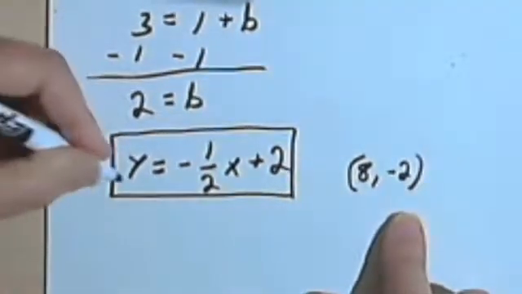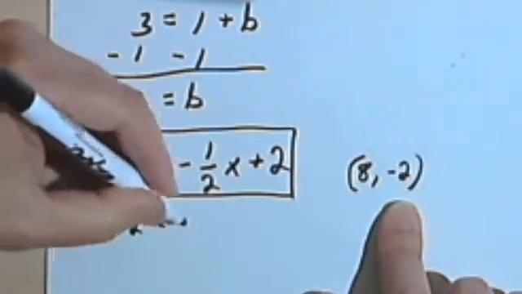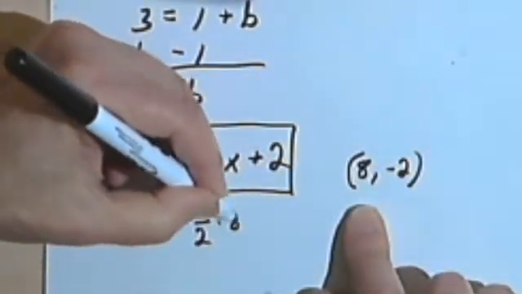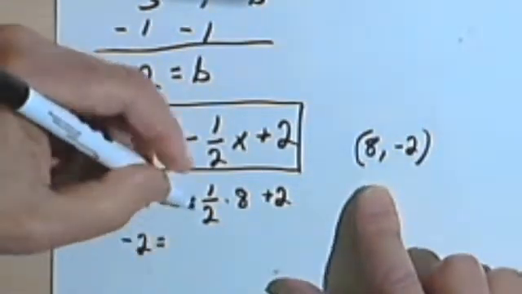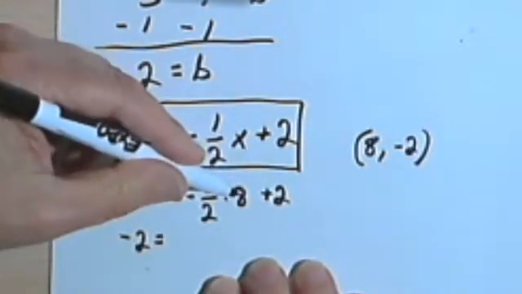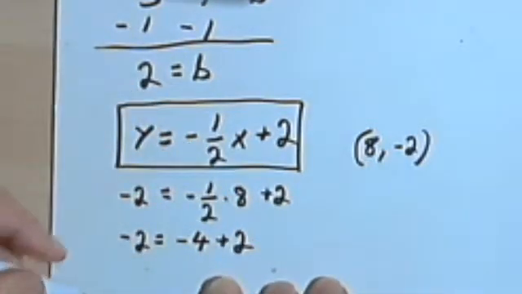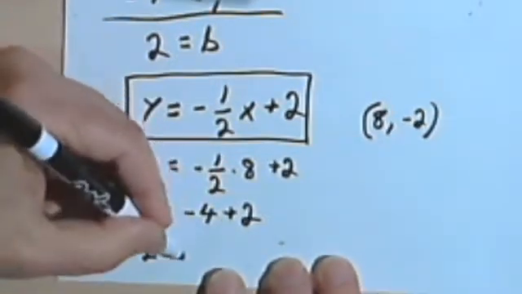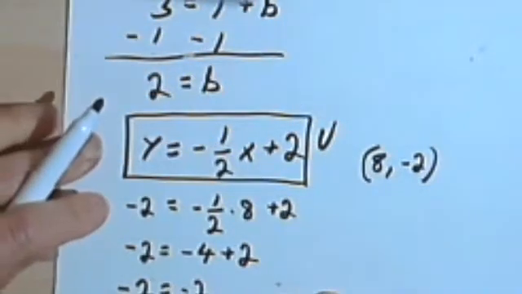So let's see. Well, for y, I'm going to put in -2 equals -1/2. For the x, I'll put in an 8, plus 2. -2 equals -1/2 times 8. Well, 1/2 of 8 is 4, so that's -4, plus 2. I get -2 equals -4 plus 2 is -2. So this equation actually checks.